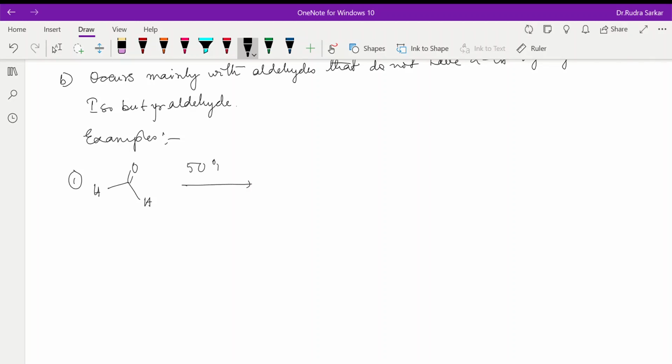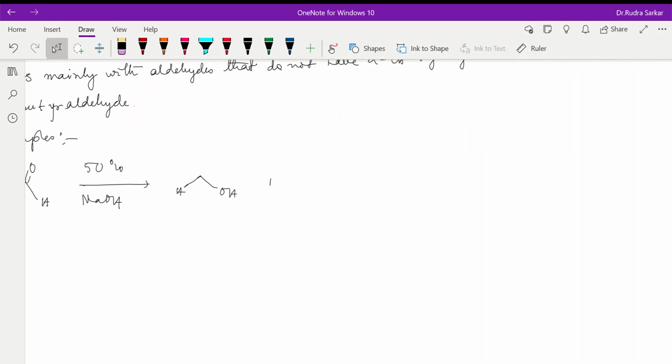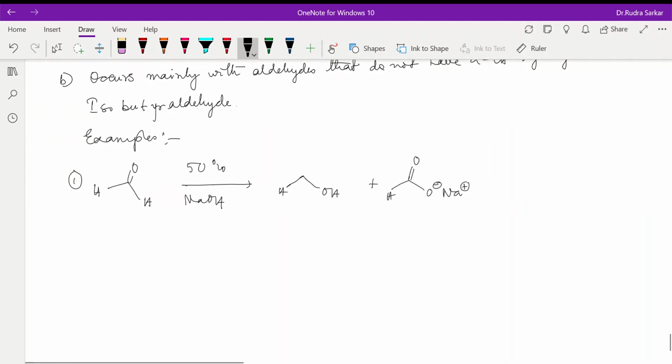Again, the reaction will take place under strong alkaline conditions. One of the products here will be the reduced alcohol. Along with that, we will get the sodium salt of the acid. This is obviously your formaldehyde. Okay.